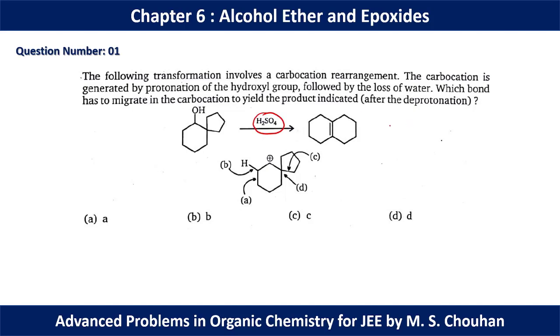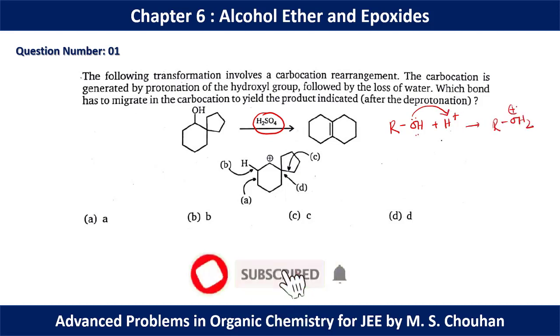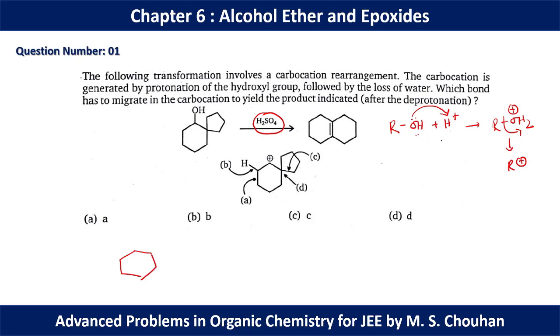Initially, as we know, if we add H2SO4 it will give H plus, and the lone pair over oxygen will approach this H plus and this kind of intermediate is formed. After that, as H2O is a better leaving group, it will be removed from the system and a carbocation is formed. So in this case we will get this kind of carbocation.